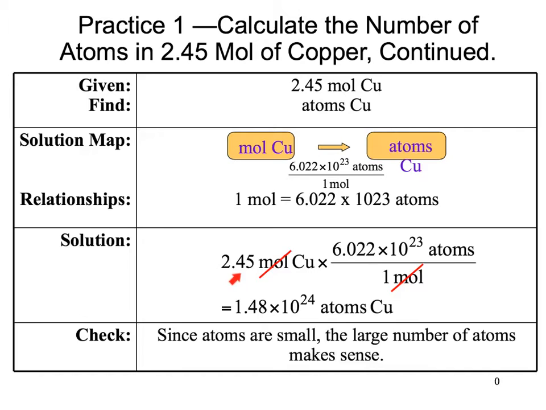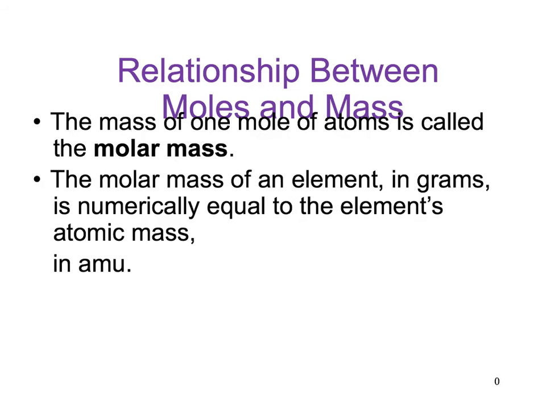Now in this problem, because moles must be canceled and we must be in units of atoms, we will have moles on the bottom and we will have Avogadro's number of atoms on top. We do the math, 2.54 times Avogadro's number, and we have an answer of 1.48 times 10 to the 24th atoms of copper. Atoms are small, and so the number of atoms being large makes sense.